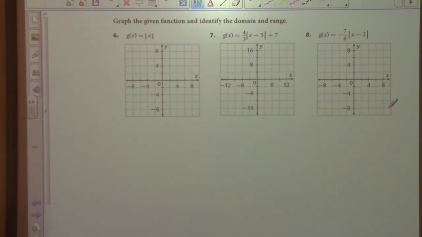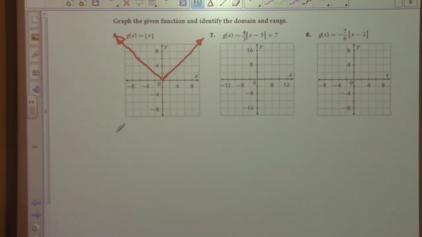So now for these ones, 6, 7, and 8, graph the given function and identify domain and range. And so for this one here, what kind of function do we call this one for number 6? What do we call this? The parent function. Who said parent function? Me and Chloe at the exact same time. All right, very good. So this is parent function.